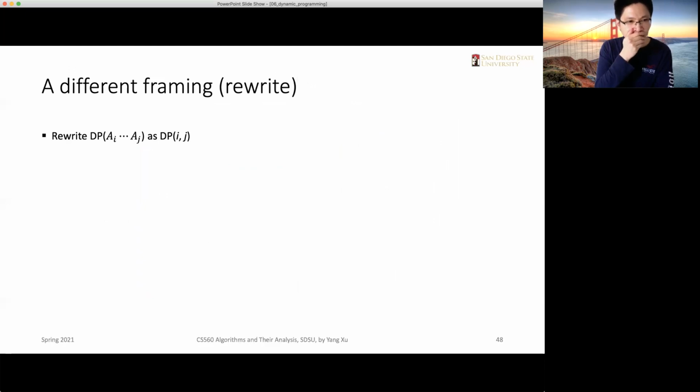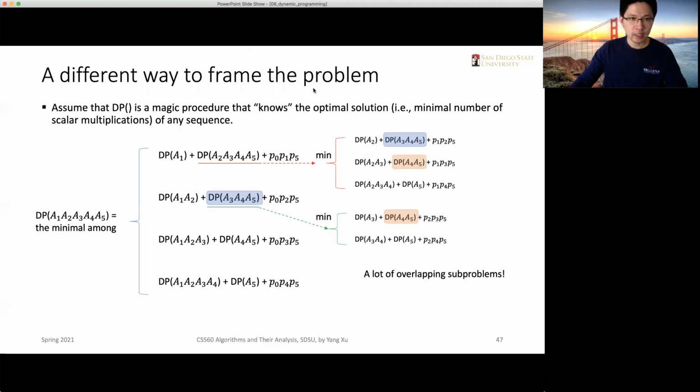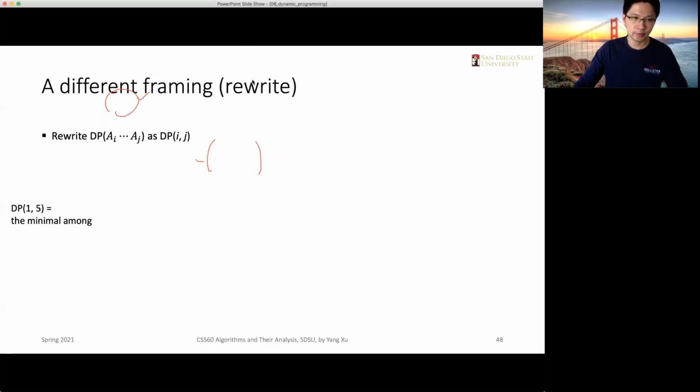So now, in order to write down the solutions, or to visualize them, we can use a different framing and rewrite what we have so far. We have used dp, the magic function dp. We don't know how to implement it yet. We just imagine this is a magic function that knows the solutions. So we apply dp upon a subsegment, or subsequence, subchain.